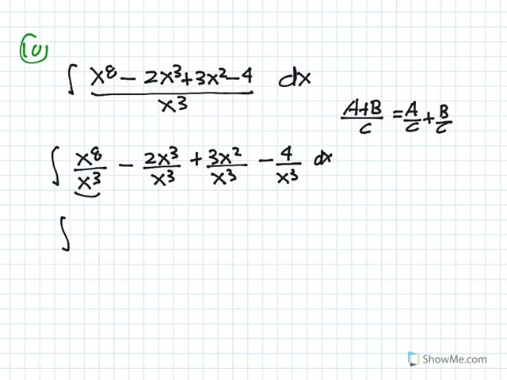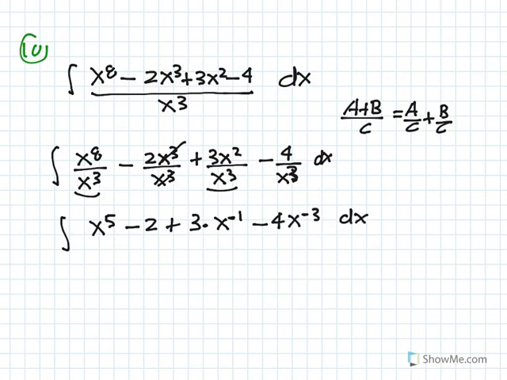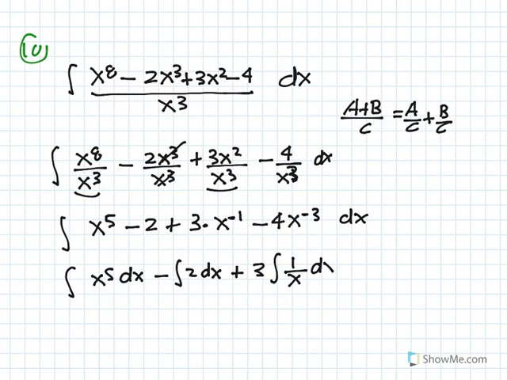We have the same base we're dividing, so that's going to be x to the 8 minus 3, which is 5. The x cubed cancels out, we get minus 2. Plus 3 times, same base, we get x to the minus 1. And rewrite 4 over x cubed as minus 4 x to the negative 3. Let's split up the integrals. Integral x to the 5 dx minus integral 2 dx plus 3. Let's rewrite this as 1 over x dx. It will be easier to see the antiderivative of that. Minus 4 integral x to the minus 3 dx.